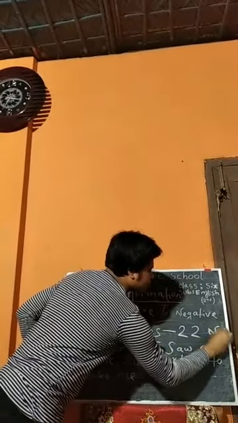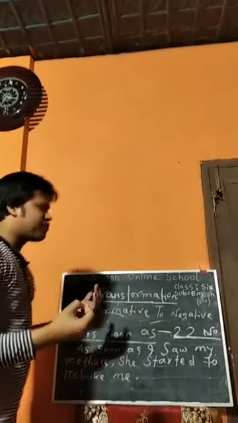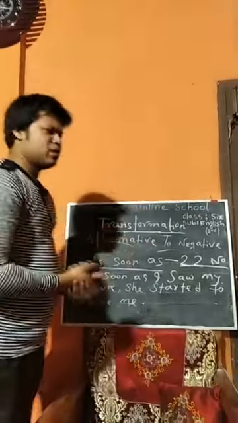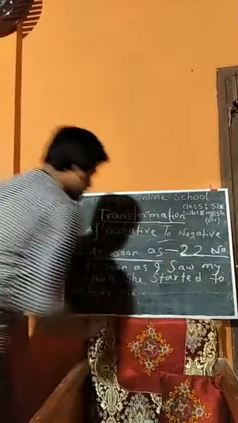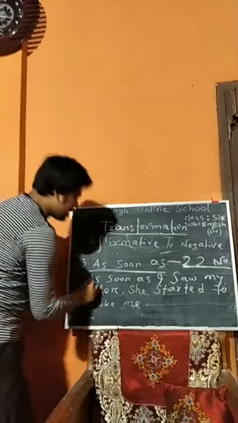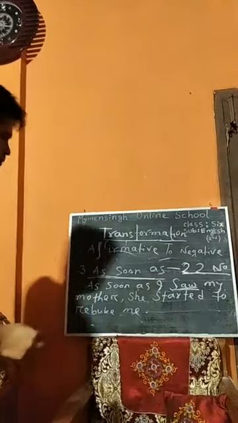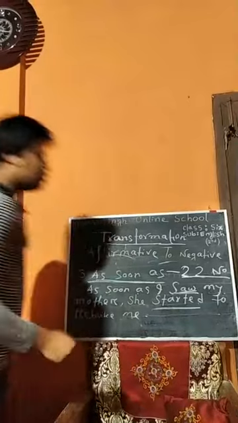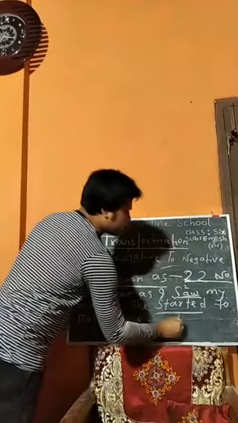That is, as soon as means 2-2 long rule. As soon as means 2-2 long. That means both verbs are in past form. Present form is number one, past form is number two. We can use it to make it easy. So, as soon as means 2-2 long rule. Here, both verbs will be in past form, like as soon as I saw my mother. Saw is the past form of see. She started is the past form of start. That means it is two and two means 2-2.